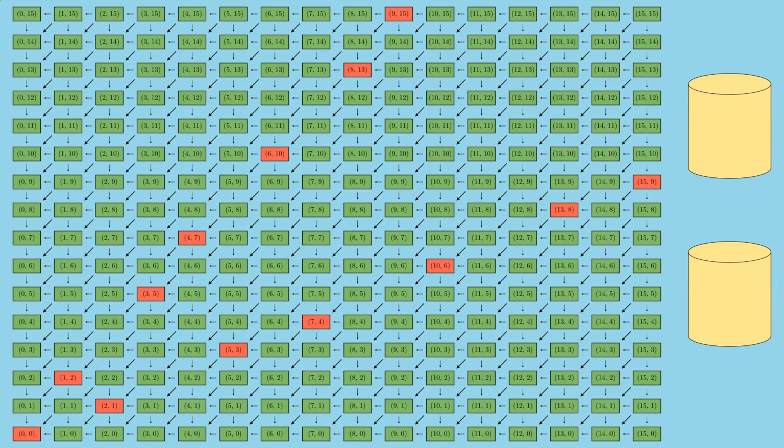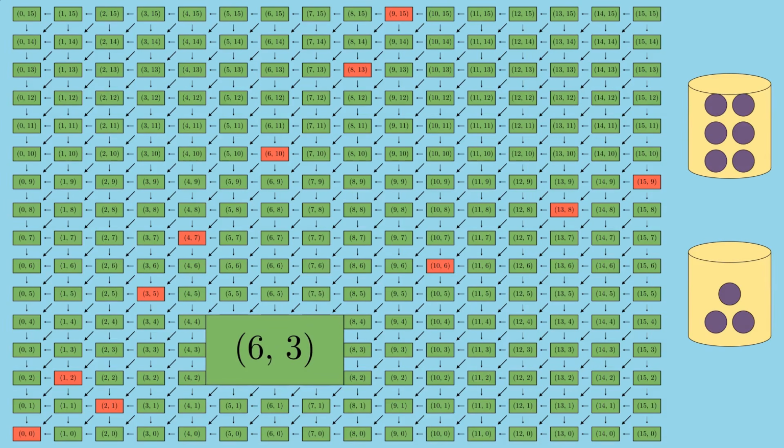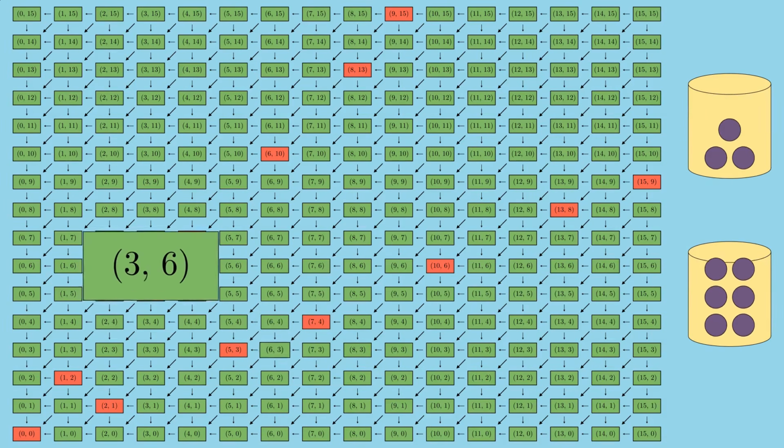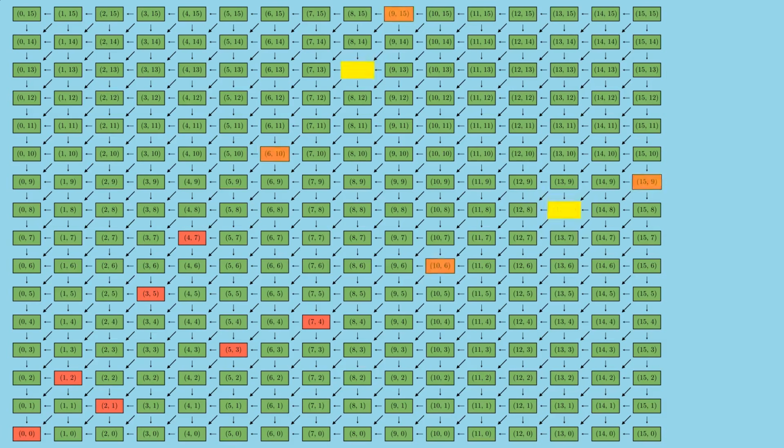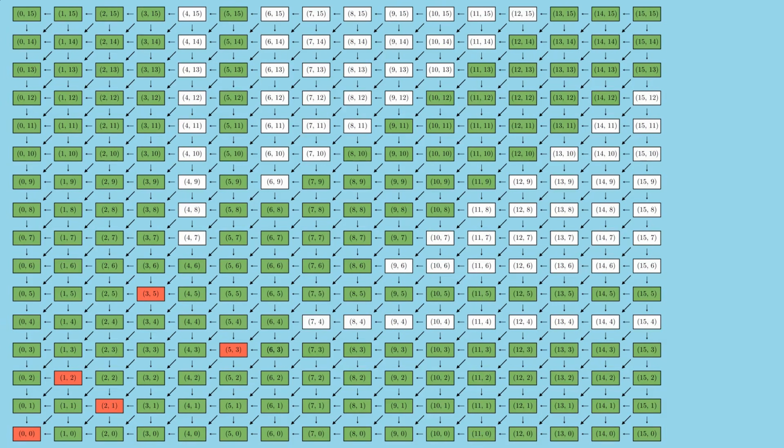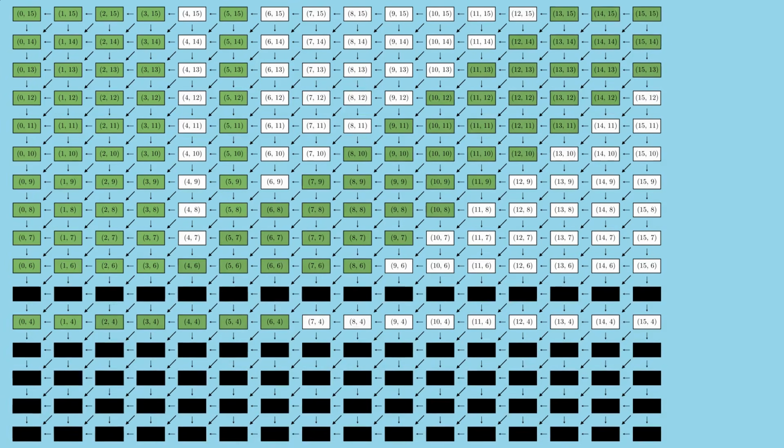Let's analyze this. First, notice that the entire setup is symmetric across the diagonal. What does it matter if there's 6 stones here and 3 stones here, or 3 and 6? And so notice that every time we determine a new losing position, we get 2 of them, one above the diagonal and one below. Now suppose we're at this point in the process. What can we say about the next losing position below the diagonal? Well, first, it can't be in the currently known about rows or diagonals.